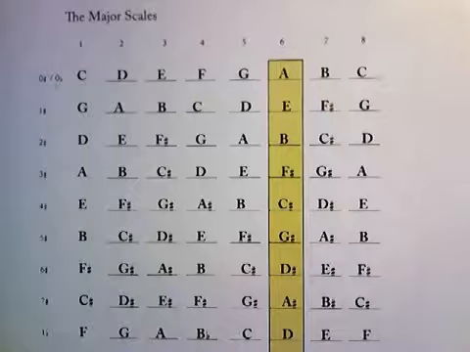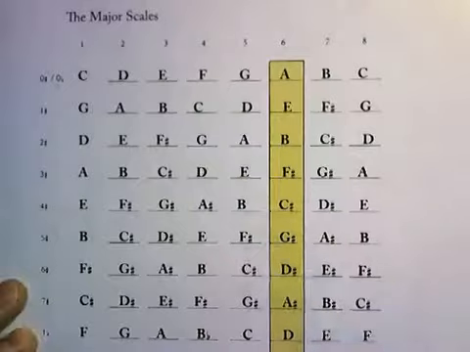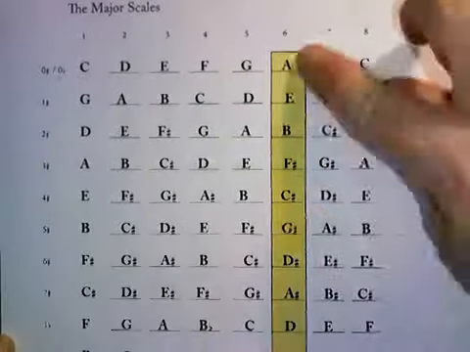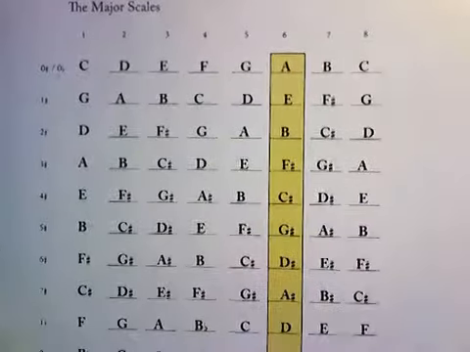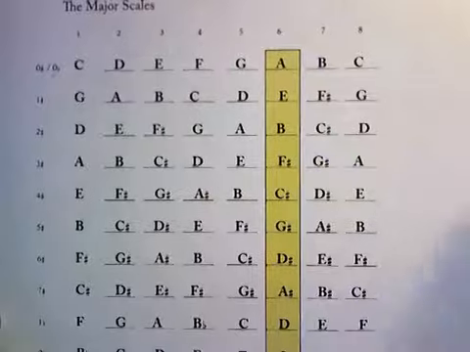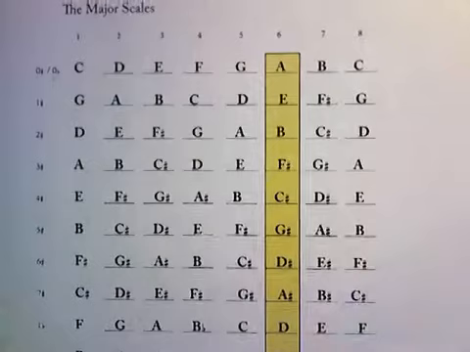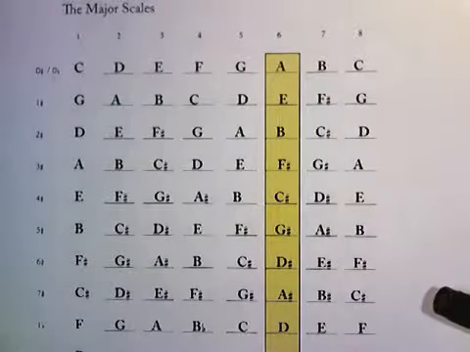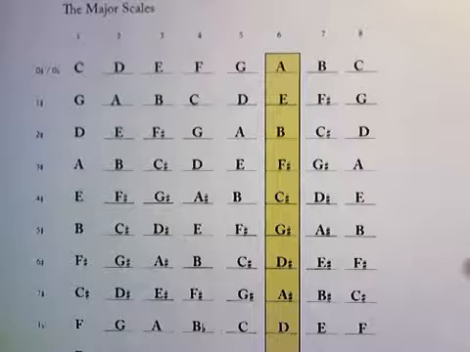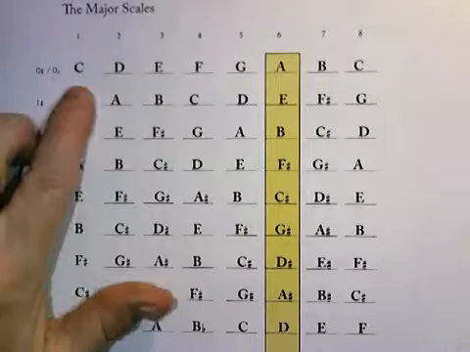Now we're looking at your cheat sheet, and you may notice that I have a shaded area. I've colored it yellow. In other words, I've highlighted it and put a box around it. This is column 6 on your cheat sheet. And column 6 shows you the relative minor for every major scale. So let's just do this right down the list.